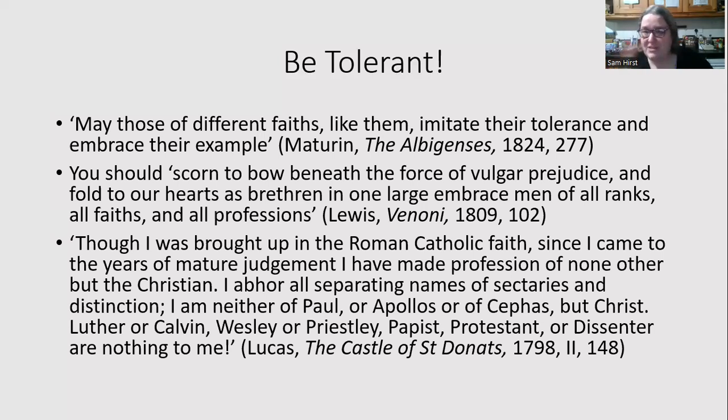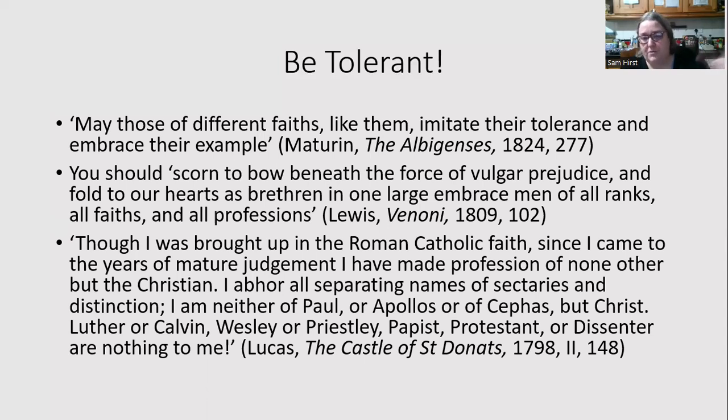Now, if you stop there, you could read that as anti-Catholic, where he's saying, oh, Catholics aren't Christians, and I changed denomination. But that's not what he's saying at all. He says, "I abhor all separating names of sectaries and distinction. I am neither of Paul or Apollos or of Cephas, but Christ." So that's a biblical quotation. And then he goes on to put this in the contemporary context. He says, "Luther or Calvin, Wesley or Priestley, Papist, Protestant or Dissenter are nothing to me." So what he's rejecting is this kind of sectarianism rather than any particular branch of Christianity.